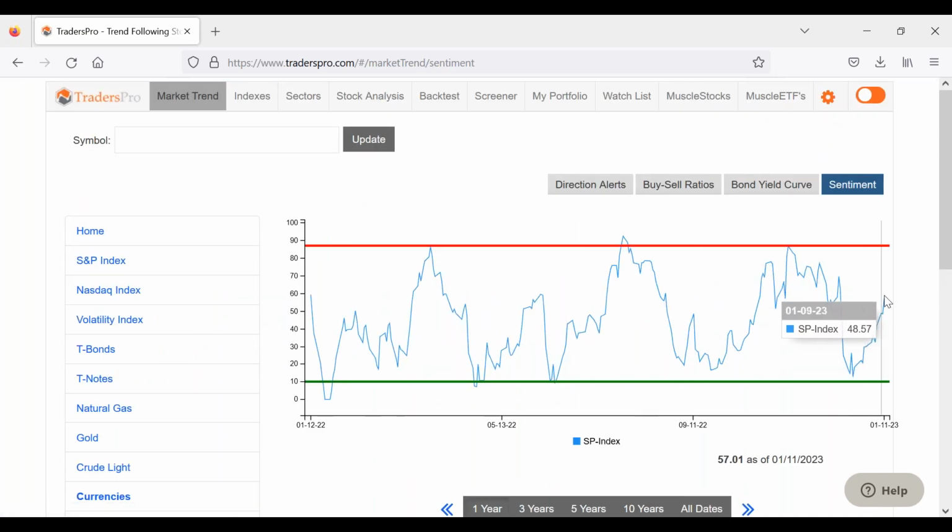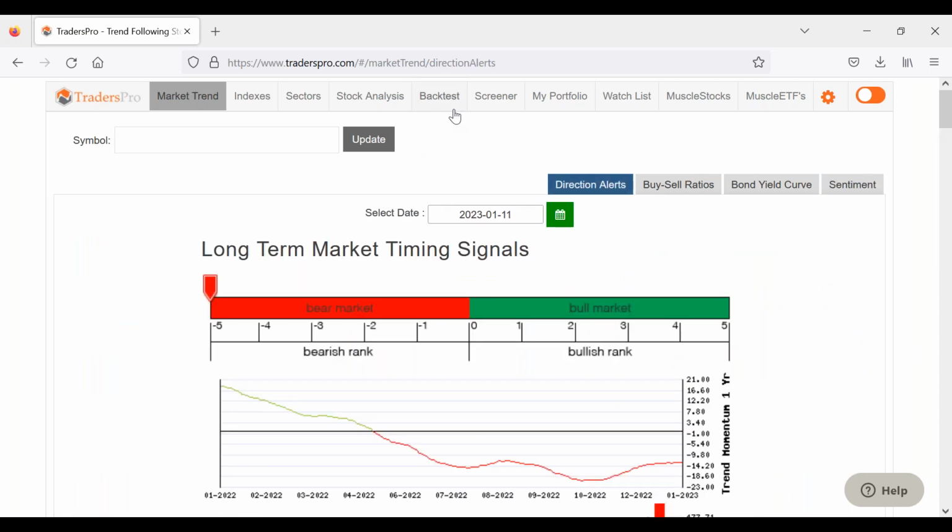And this sentiment indicator is right in the middle. Again, it could go either way, not showing any sort of a stretched condition there. All right, let's take a look at the charts.